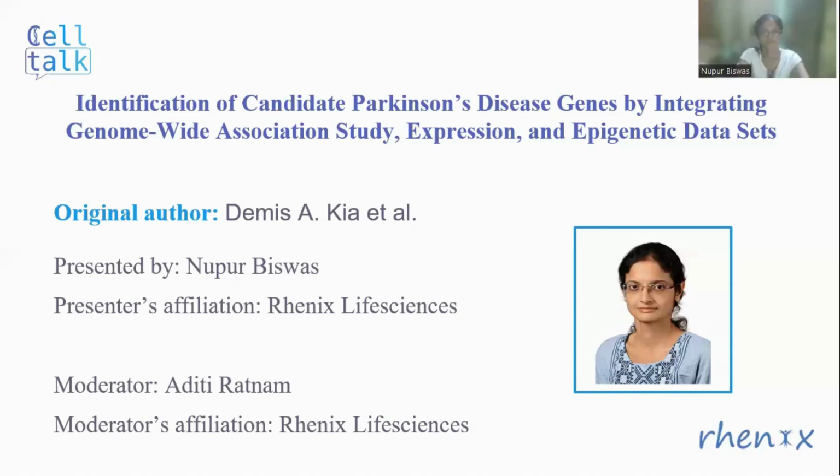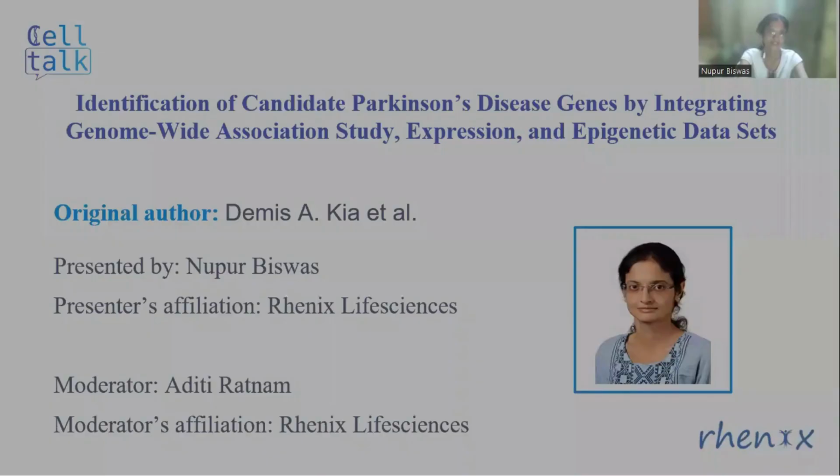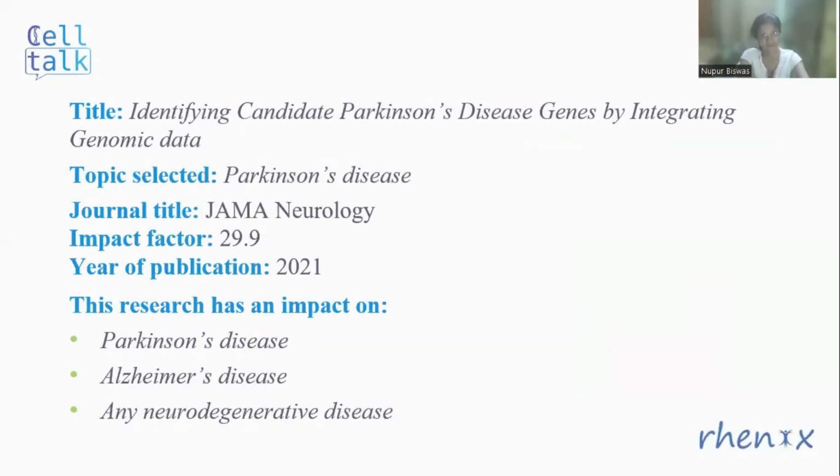Thank you, Aditi, for your nice introduction. Welcome, everybody. Today, I am going to talk about a research article published by Demis Akia et al. The article bears the title Identification of Candidate Parkinson Disease Genes by Integrating Genome-Wide Association Study, Expression, and Epigenetic Datasets. So the research article is about Parkinson disease.